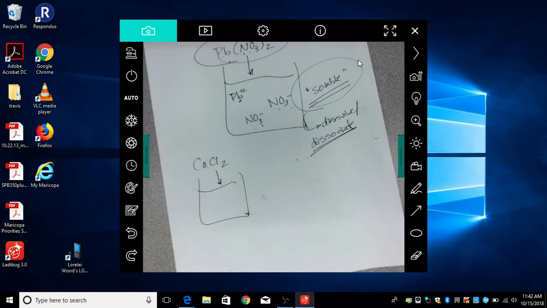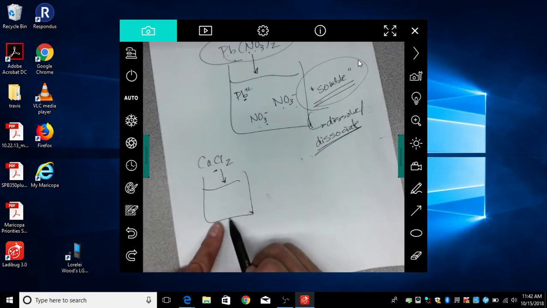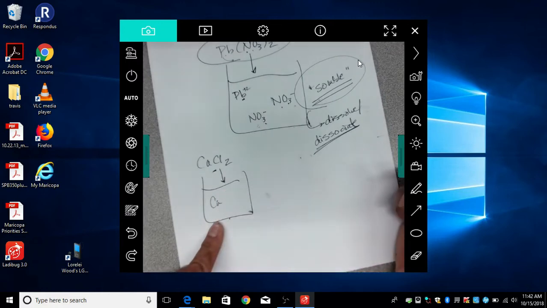And no longer can you think of it as a lattice structure; you have to think about the component ions. So if I put calcium chloride in water, what would be the ions floating around in here? Calcium. Calcium ions with what charge?